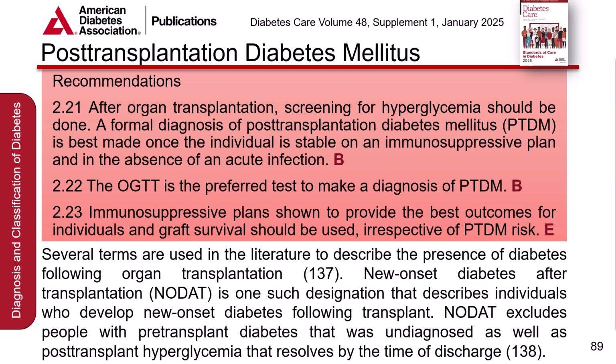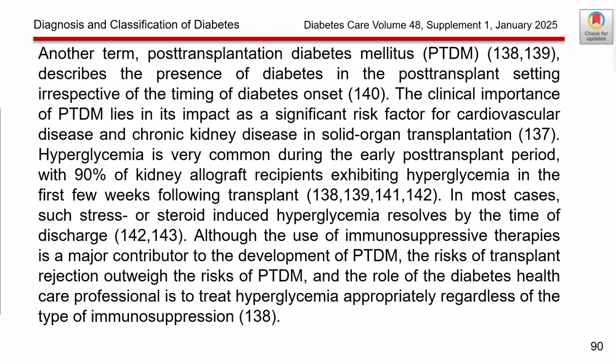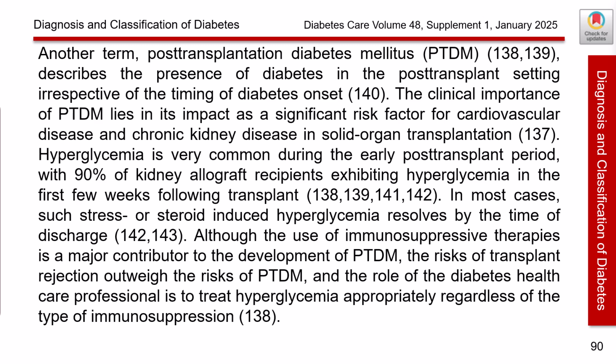Several terms are used in the literature to describe the presence of diabetes following organ transplantation. New-onset diabetes after transplantation is one such designation that describes individuals who develop new-onset diabetes following transplant. New-onset diabetes after transplantation excludes people with pre-transplant diabetes that was undiagnosed, as well as post-transplant hyperglycemia that resolves by the time of discharge. Another term, post-transplantation diabetes mellitus, describes the presence of diabetes in the post-transplant setting irrespective of the timing of diabetes onset. The clinical importance of post-transplantation diabetes mellitus lies in its impact as a significant risk factor for cardiovascular disease and chronic kidney disease in solid organ transplantation.